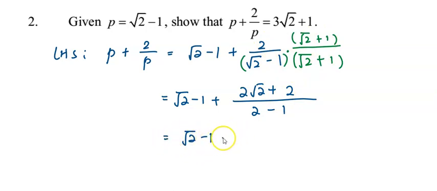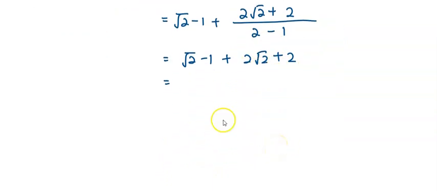Simplify further. You have 2 surd 2 plus 2. Because the denominator is equivalent to 1, we can just stay with 2 surd 2 plus 2. And now we are going to combine, or collect, the like terms. The like term for surd 2 is 2 surd 2. You might see surd 2 as an apple. 1 apple plus 2 apples, that will be 3 apples.